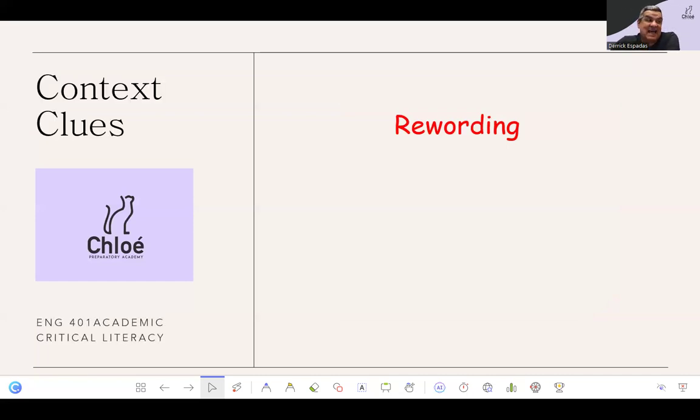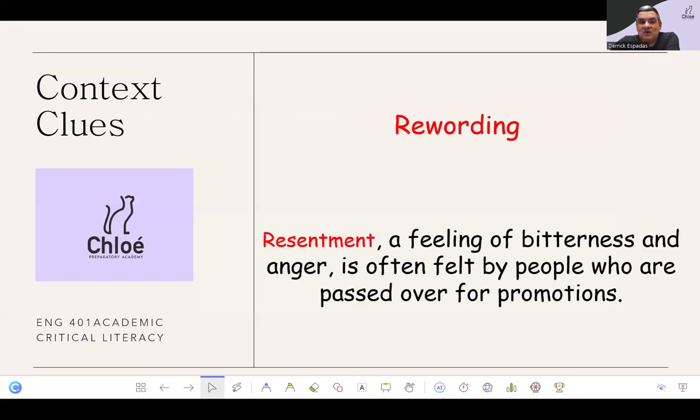We're just waiting for the slide. So, resentment, a feeling of bitterness and anger, is often felt by people who are passed over for promotions. So let's go ahead and just think we don't know the word resentment, but the author gives us a good idea, a feeling of bitterness and anger. So we can actually just say a feeling of bitterness and anger is often felt by people who are passed over for promotions. So resentment, the definition is given right there.